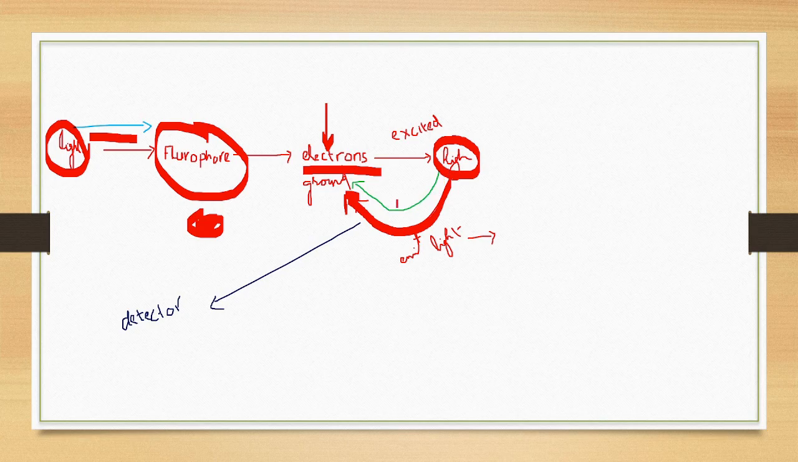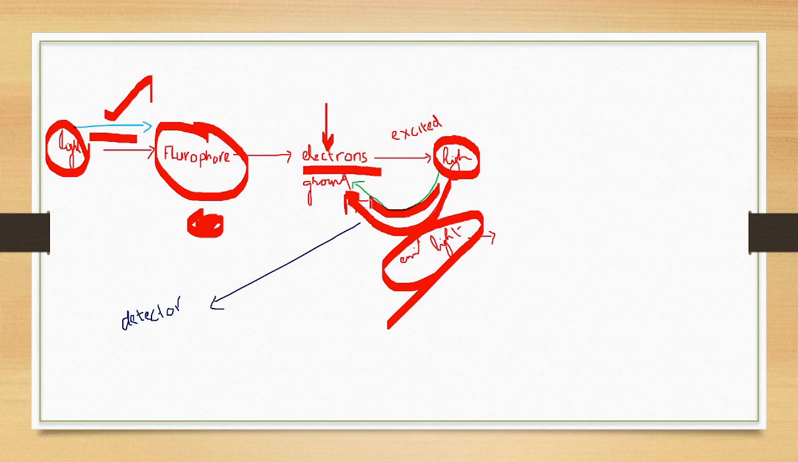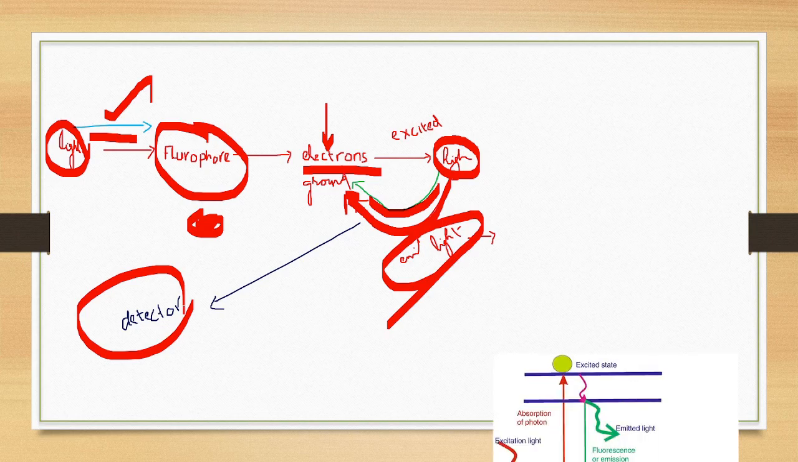While coming back to the ground state, it emits light of a higher wavelength. If it absorbs blue light, it emits light of a slightly higher wavelength, here green light. This emitted light can be viewed through the detector. So this is the basics of the fluorescent microscope.